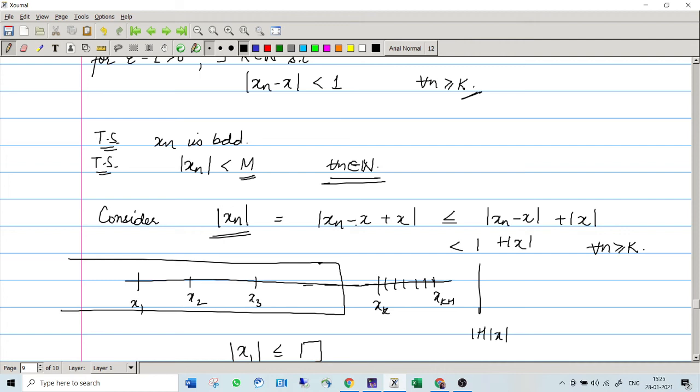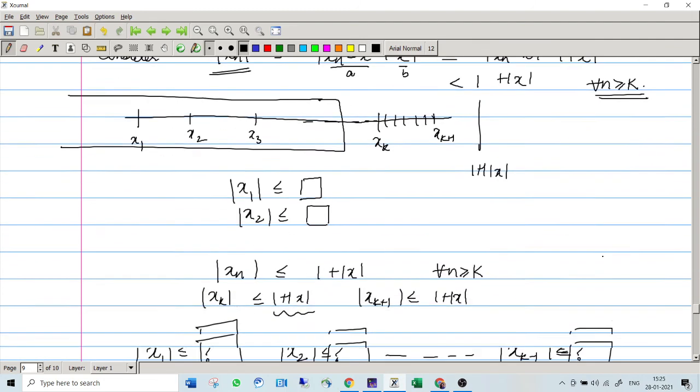That is, xn can be written as xn minus x plus x, using the triangle inequality. You know the triangle inequality, right? Mod of a plus b is less than or equal to mod a plus mod b. So this is playing the role of a and this is b. So if you have mod of xn minus x plus x, this is less than or equal to mod of xn minus x plus mod of x. So using this equation number 1, you can see that mod xn is less than 1 plus mod x, but this was true for n being greater than or equal to k.